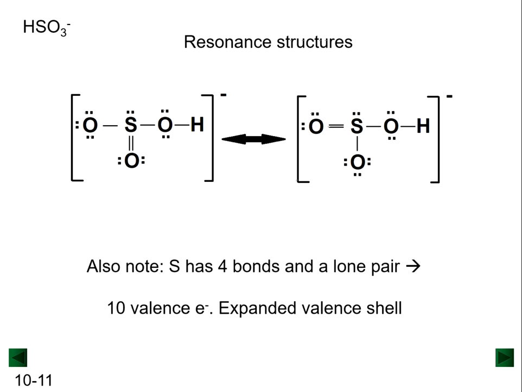Also note, sulfur has 4 bonds and a lone pair. It has 10 valence electrons. It's got more than an octet. It has an expanded valence shell. And that structure is the best representation of the monohydrogen sulfite ion, and it agrees with experimental data.